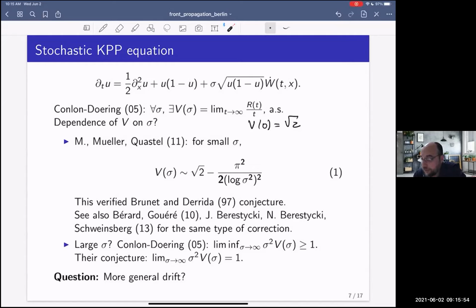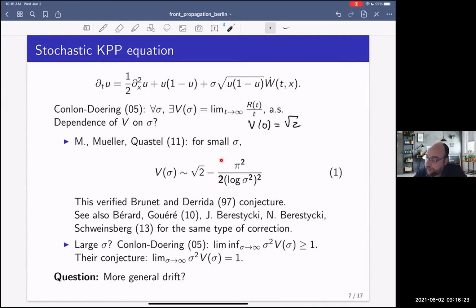After the speed at zero, the speed of the equation for sigma equals 0. In fact, this result verified the Brunet and Derrida conjecture of '97, where they predicted exactly this term. In fact, the next term was also predicted.